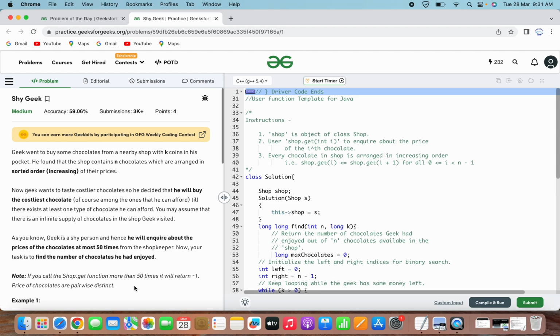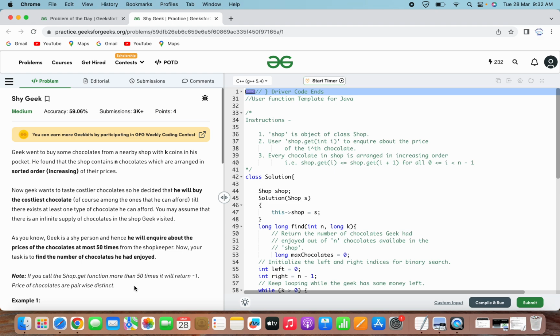Okay, so here the problem statement is simple. Here is a boy called Geek. He wants to enjoy some chocolate. He has some K coins in his pocket. He goes to the nearby shop where all the chocolates are arranged in ascending order of their prices. And Geek wants to taste the costliest chocolates from the list of the prices which he can afford. So he decides that he will buy the costliest chocolate.